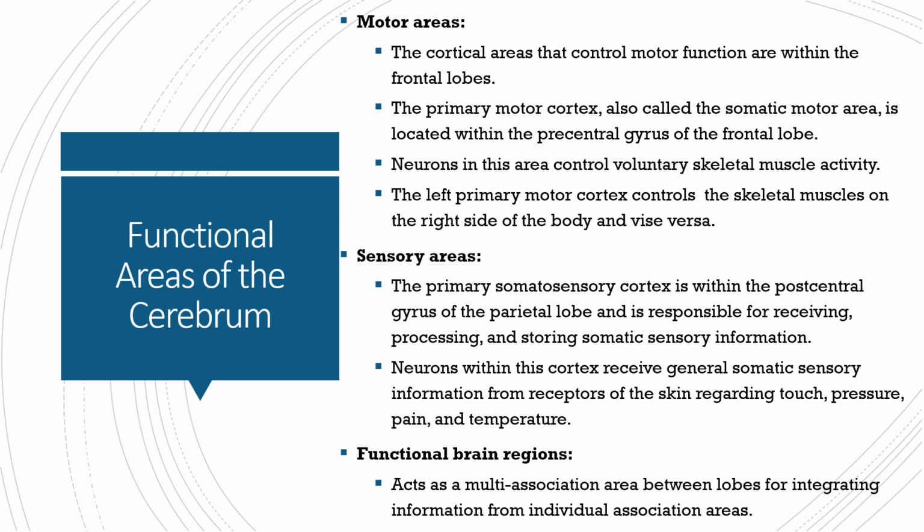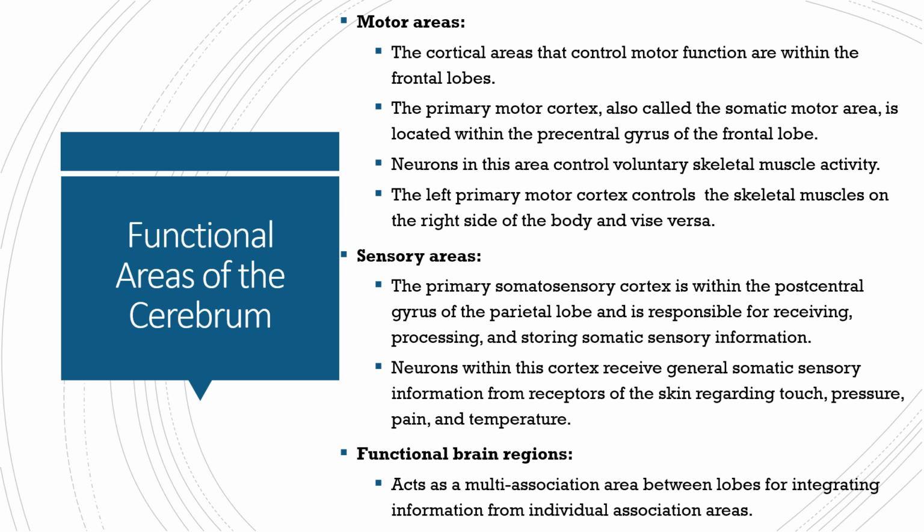The primary motor cortical regions are connected to adjacent association areas that coordinate discrete skeletal muscle movement. The premotor cortex, or somatic motor association area, is located within the frontal lobe immediately anterior to the precentral gyrus and is responsible for coordinating learned, skilled motor activities.